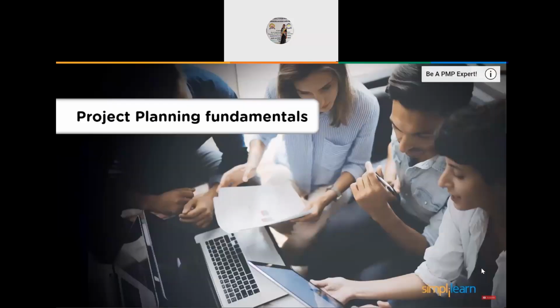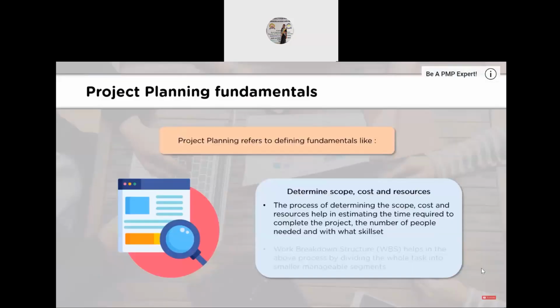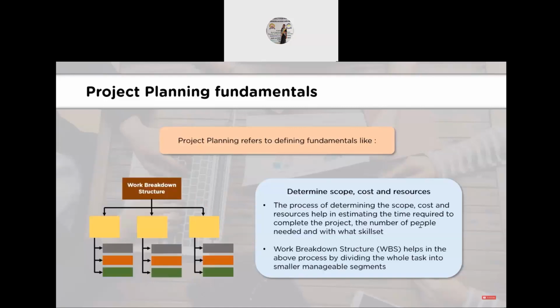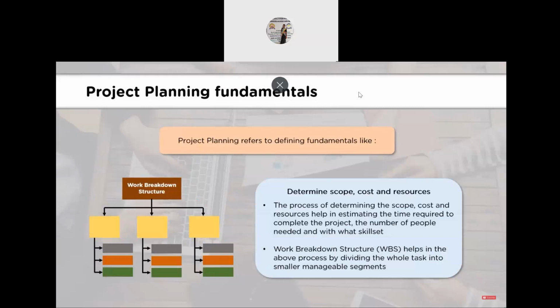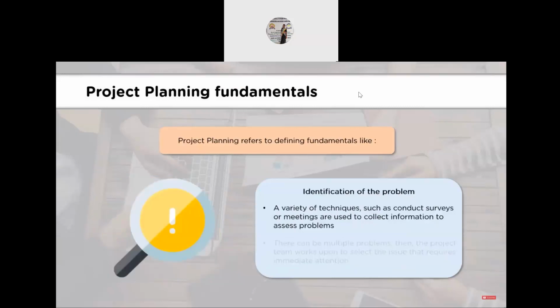Now, let's have a look at the project planning fundamentals. The first fundamental that we have is the determination of scope, cost, and resources. The determination helps us in having a rough estimate for the time that is required to finish the project. It helps us in determining the number of people required and what should be their skill set. We can divide the project into smaller manageable sections, and this is made possible with the help of work breakdown structure. The second fundamental refers to identifying the problem.